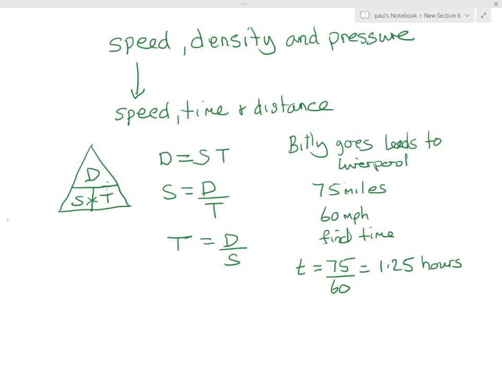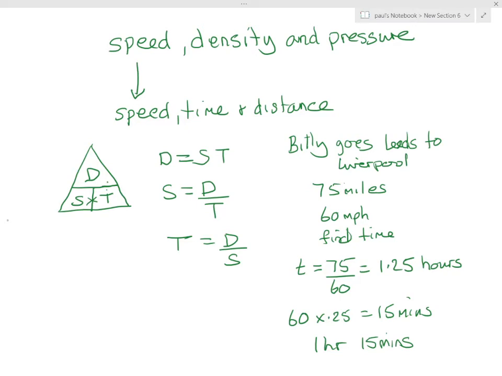Now that's not 1 hour 25 minutes. We need to find out what 0.25 of an hour is. So to do that, we just do 60, because there are 60 minutes in an hour, times 0.25, which equals 15 minutes. So the answer is 1 hour 15 minutes.